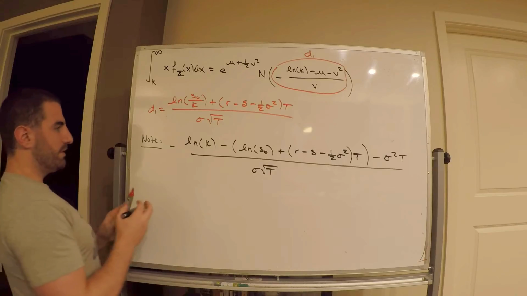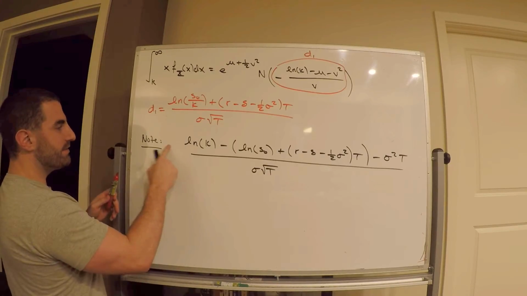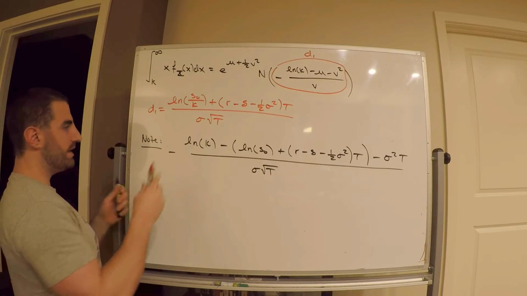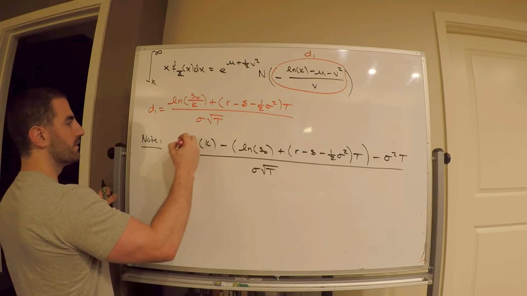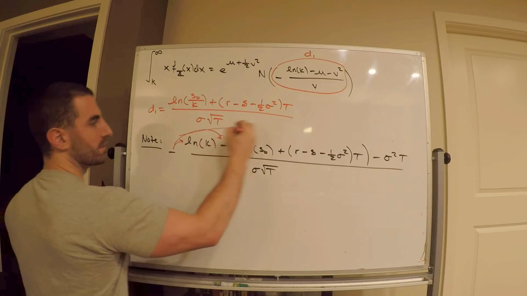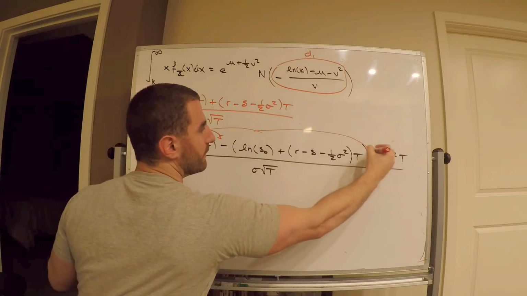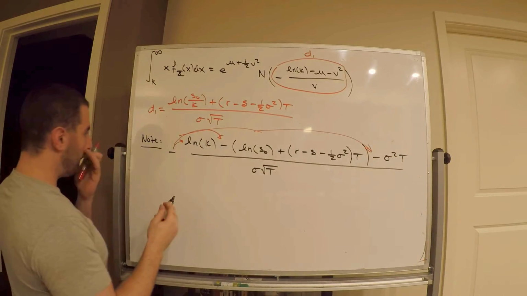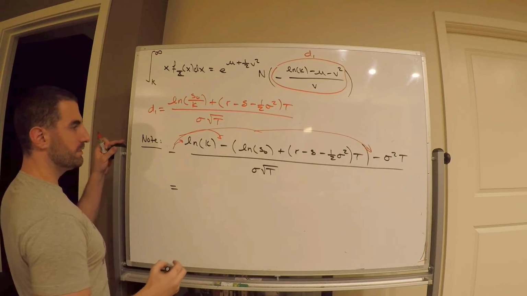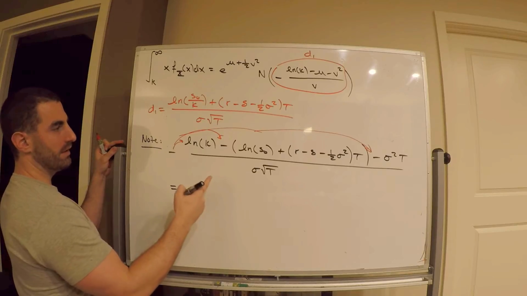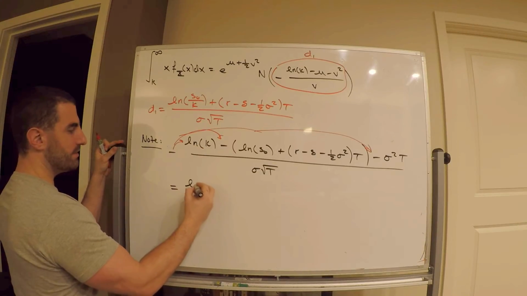Let's distribute this negative. Remember, this negative is out front of everything. So this negative gets distributed all the way down here. So this is equal to, let's change the order. I mean, the negative is getting distributed. This is exactly what I want it to be.